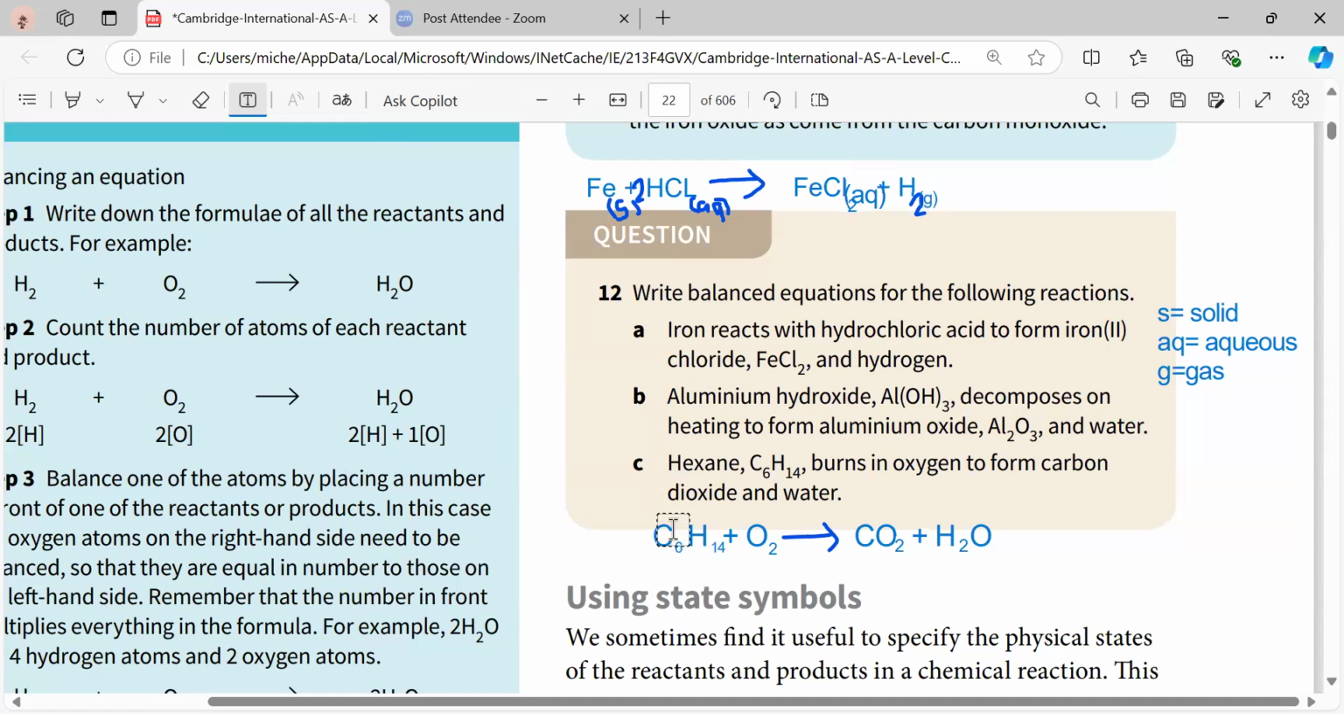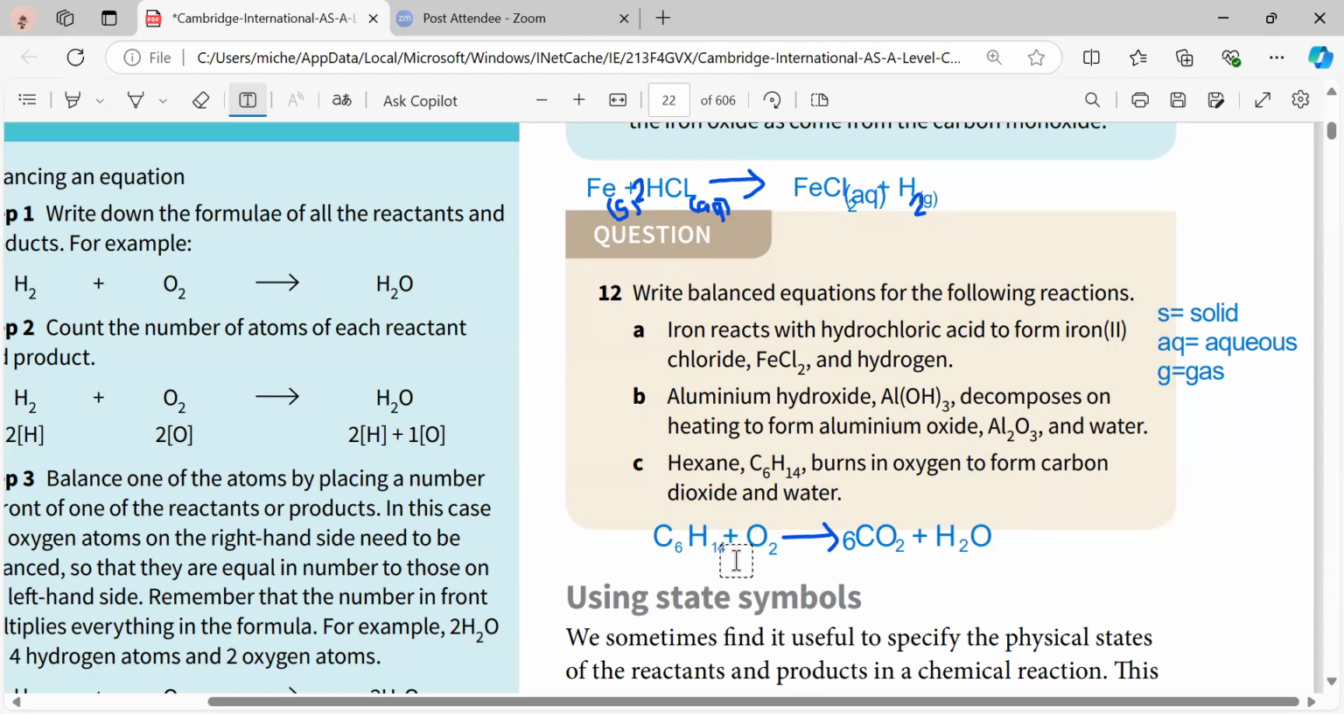Right here we have 6 carbons, but only 1 carbon right here, so it's not balanced. How are we going to balance this? We're going to add 6 in front of it, 6 right here. So now it is balanced for carbon only. We can say that carbon has been checked. It's already balanced.